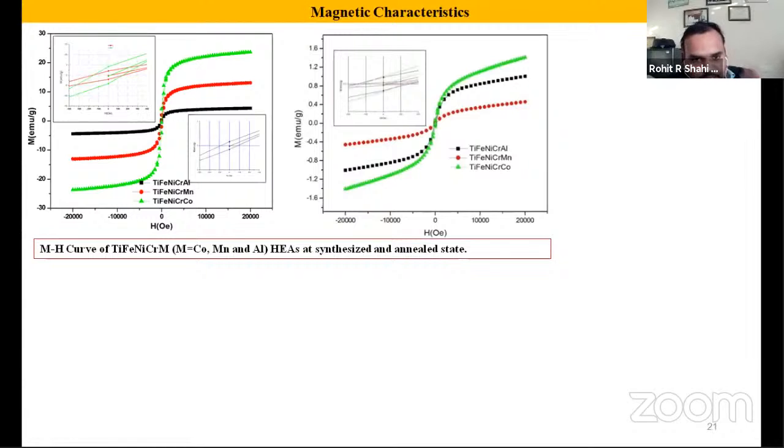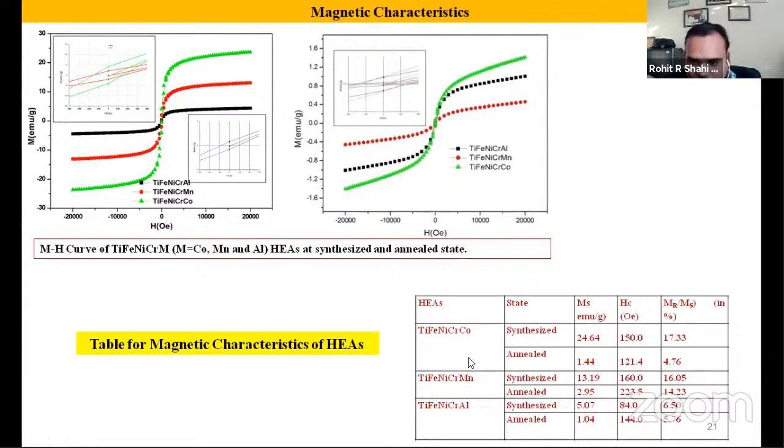You can see that by the variation of only a single element, there is a large change in the magnetization as well as the coercivity. So we can find it in the synthesized sample having cobalt 24, Mn 13, and this Al having 5.07 emu/g, as well as the coercivity is also 150 and 84.